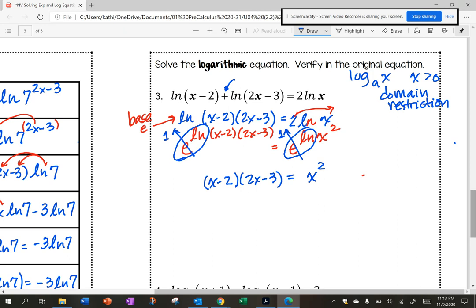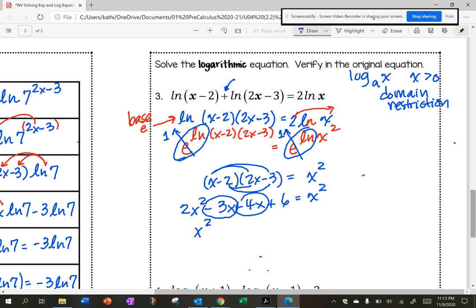Okay, so I'm going to double distribute. So I have 2x squared minus 3x minus 4x plus 6 equals x squared. I am going to subtract an x squared from both sides. So I get x squared, and I'm going to combine minus 3x and minus 4x, and I get minus 7x plus 6 equals 0.